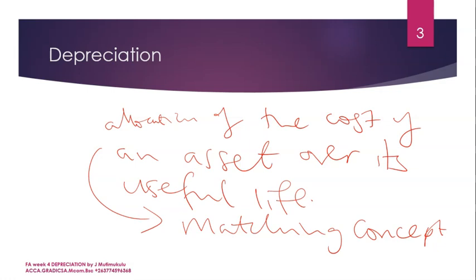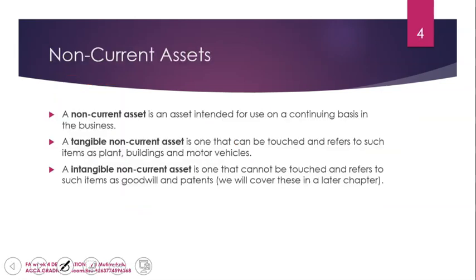But we need to know what asset we are talking about. In this case, we are talking of non-current assets. Those assets which are not going to be used in 1 year, but are going to be used by the business over more than 1 year. So they are long-term assets. They are non-current. Now, a non-current asset is an asset intended for use on a continuous basis in the business. A tangible non-current asset is one that can be touched and refers to such items as plant, buildings, and motor vehicles.